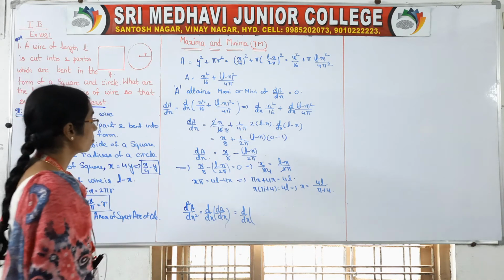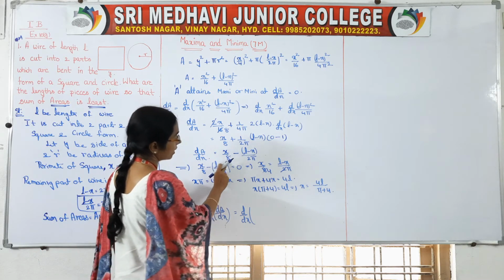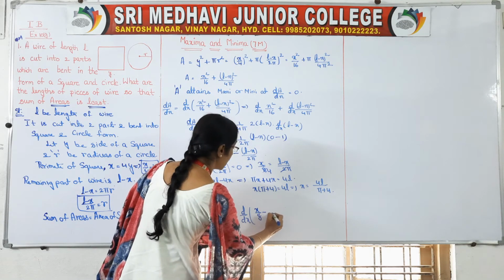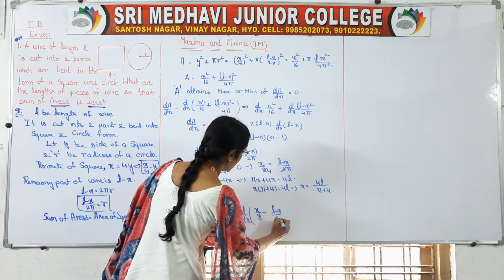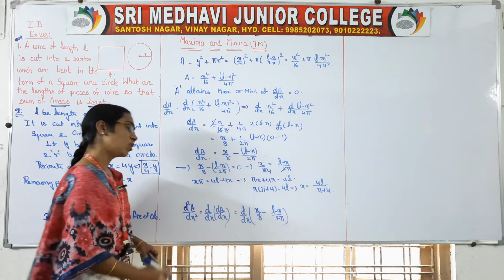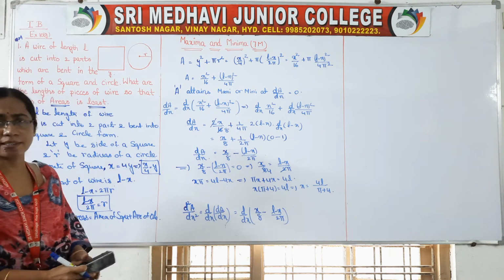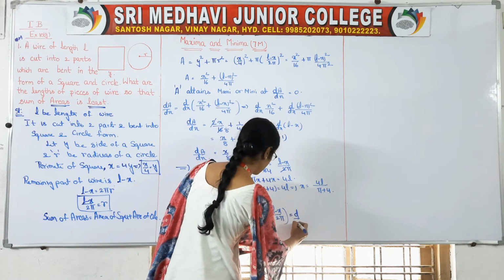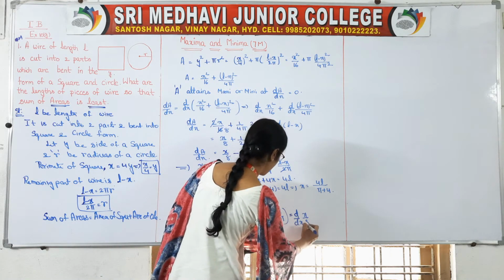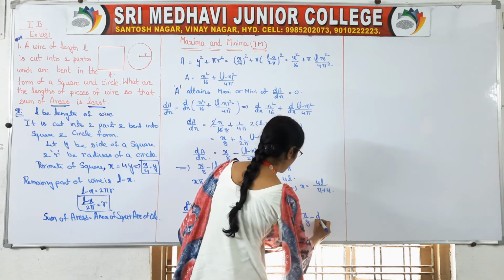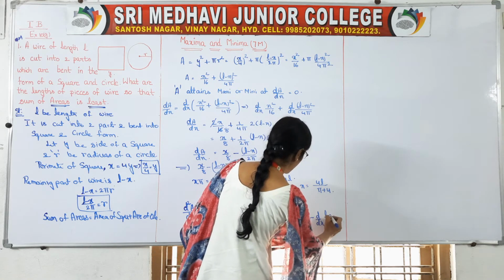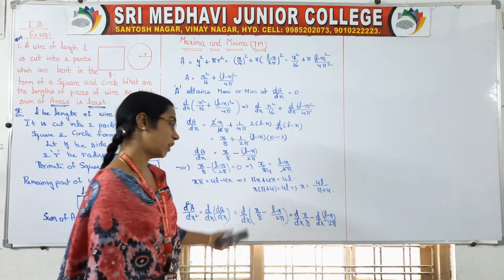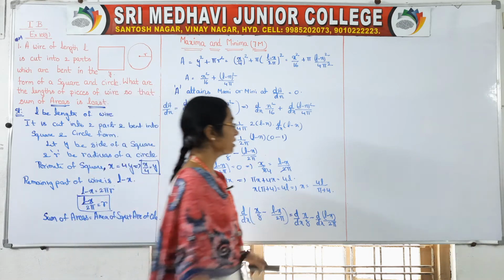Where is our dA by dx? Here it is: x by 8 minus (L minus x) by 2 pi. Whenever a minus sign is inside the derivative, we take separate derivatives. So it is d by dx of x by 8 minus d by dx of (L minus x) by 2 pi. 1 by 8 is constant, and d by dx of x is 1.